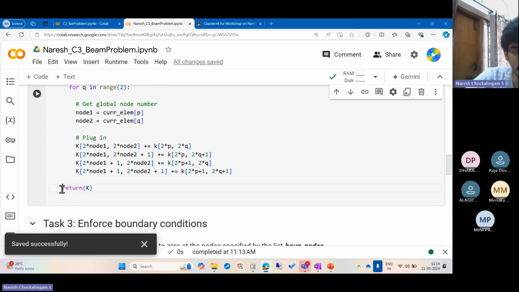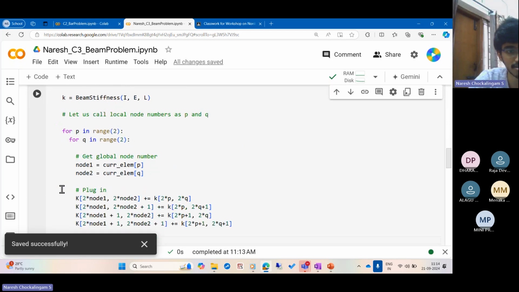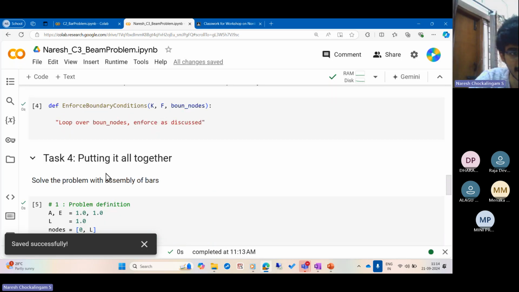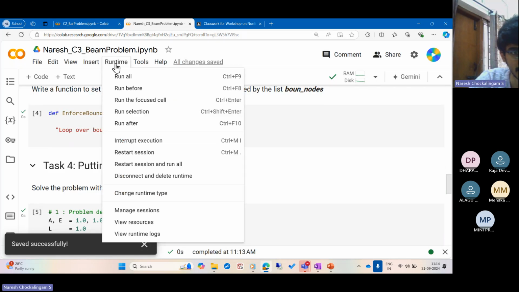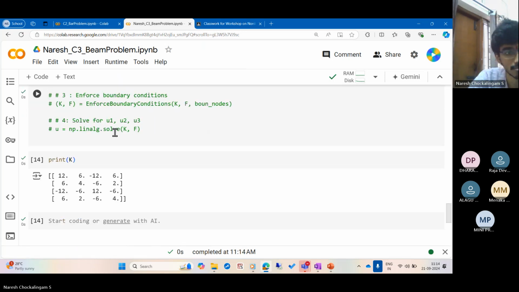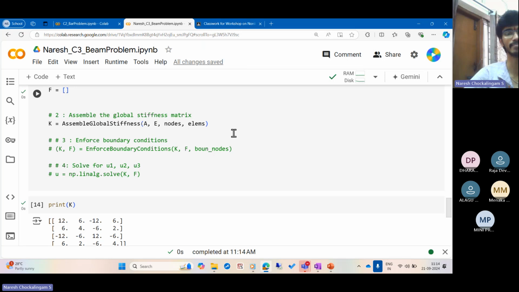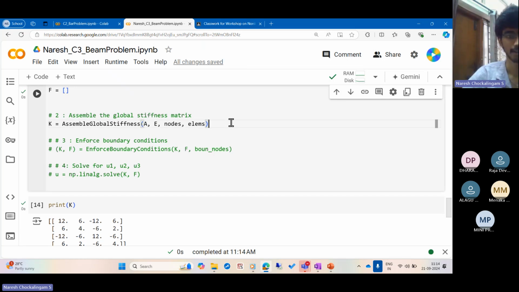Just return outside. Right, so you just add this, in case you have written it, just add this return K, then we'll run everything. Yeah, so it gives what we expect, 12, 6, minus 12, 6, 6, 4, 6, minus 6, 2, and so on. So this is fine. The logic is actually working.